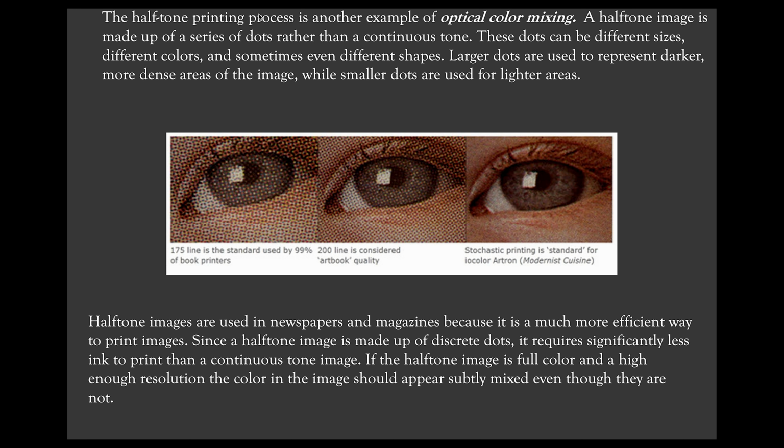Another place where we see optical color mixing is the halftone printing process, like for magazines, newspapers, and even art books. But as you can see, the art book quality has more dots, so it's similar to a higher resolution image with pixels. And then this is the highest resolution that we have here in this example. And then the cheaper, less expensive books will have fewer dots.